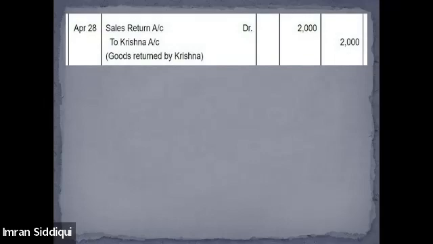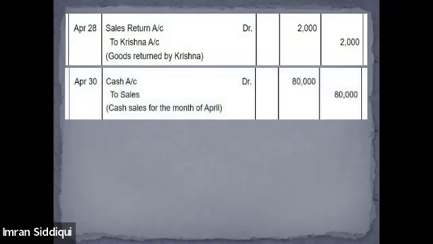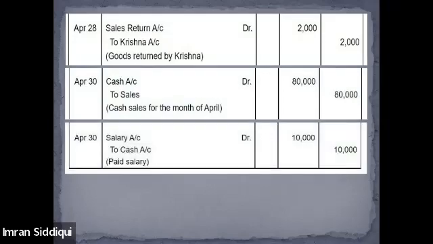Manisha, next entry. Cash account debit to sales account. Cash to sales. Okay. Next one. Ritika. Rent account to cash account. Okay. Then to cash. It was salary to cash.